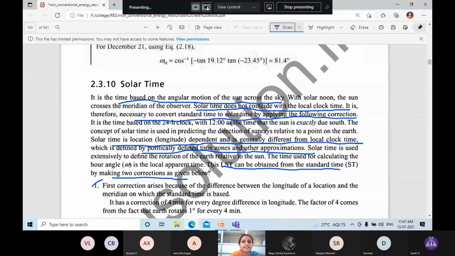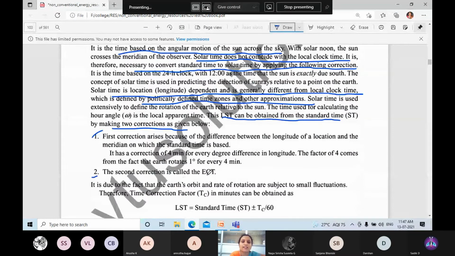The LST, that is local standard time, can be obtained from the standard time by making two corrections. What are the two corrections? The first correction is because of the difference between the longitude of a location and the meridian on which the standard time is based. It has a correction of 4 minutes for every degree difference in longitude.